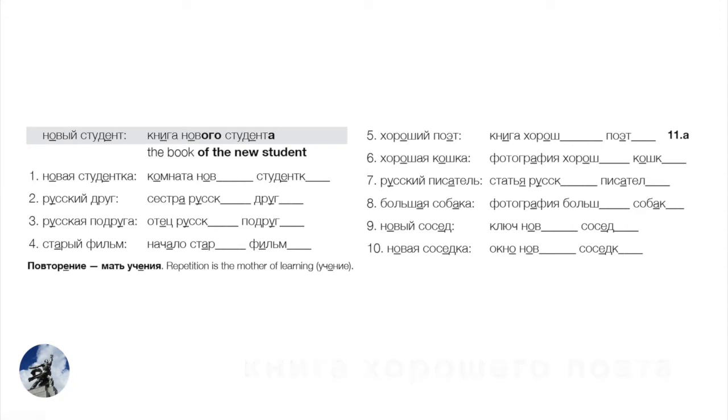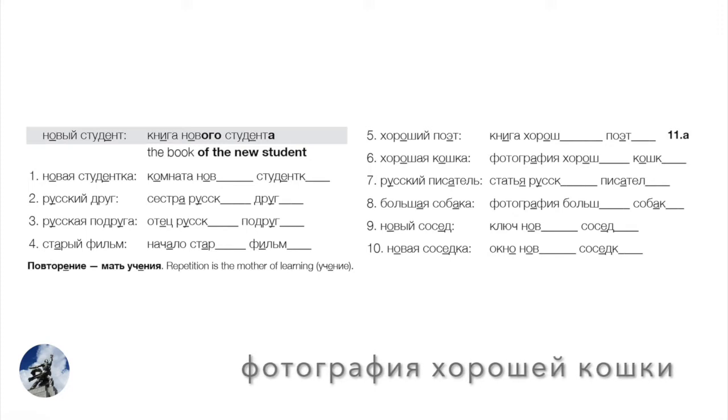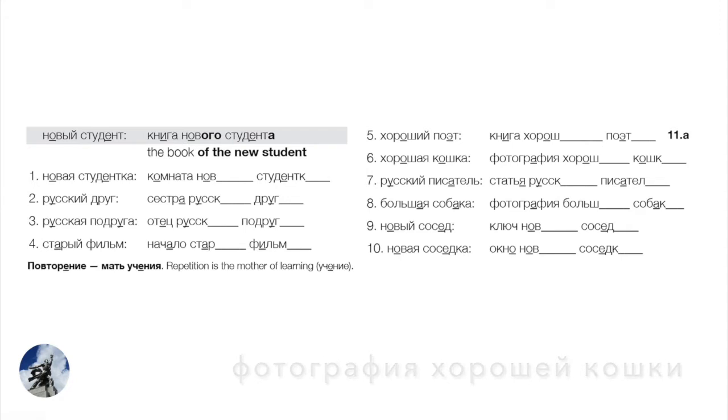Number 6, a good cat, хорошая кошка, feminine. So let's say a photograph of the good cat. Фотография хорошей. Okay, there's the same 5-letter spelling rule issue now with the feminine example, хорошей. And now with the noun, we get another spelling rule, кошка, right? It's hard, but we can't write у because of the 7-letter spelling rule. We write и instead, and we get кошки. Фотография хорошей кошки.